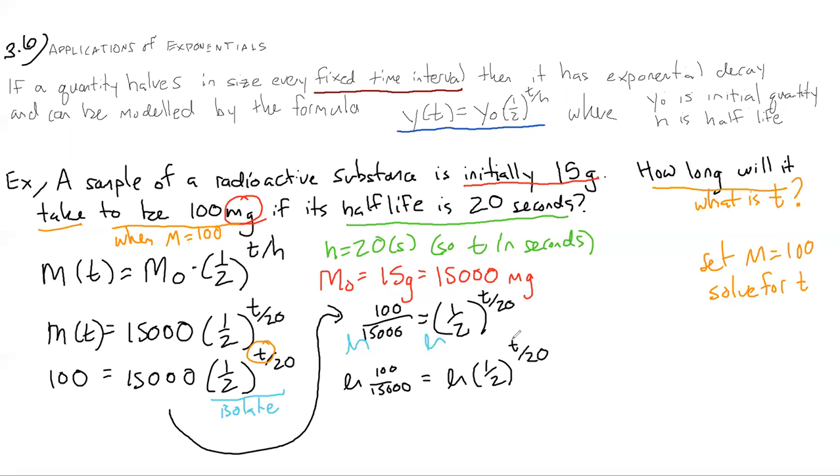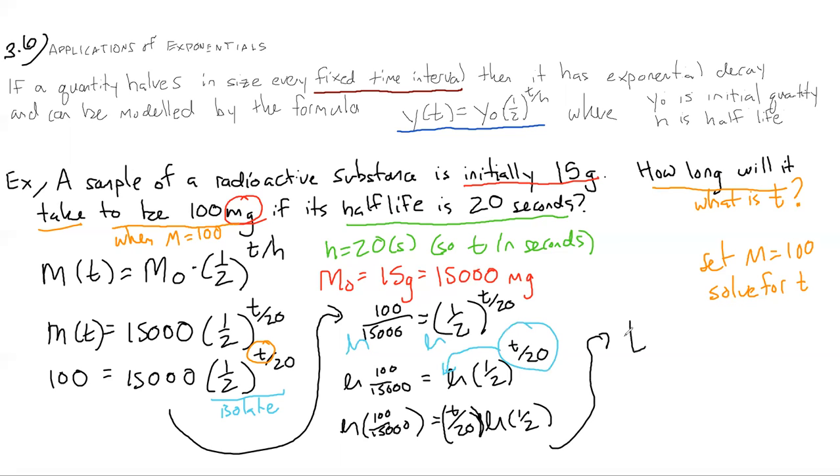And that allows us to pull the t over 20 to the front. So ln of whatever this ugly fraction ends up being is going to be t over 20 ln of a half. Make sure you're a little bit careful about how that's written there. It's t divided by 20 times ln of a half. So if I want to isolate t, I'm going to multiply the 20 up, and then I have to divide by the ln. I do recommend keeping everything written algebraically, so not rounding till the very last step.